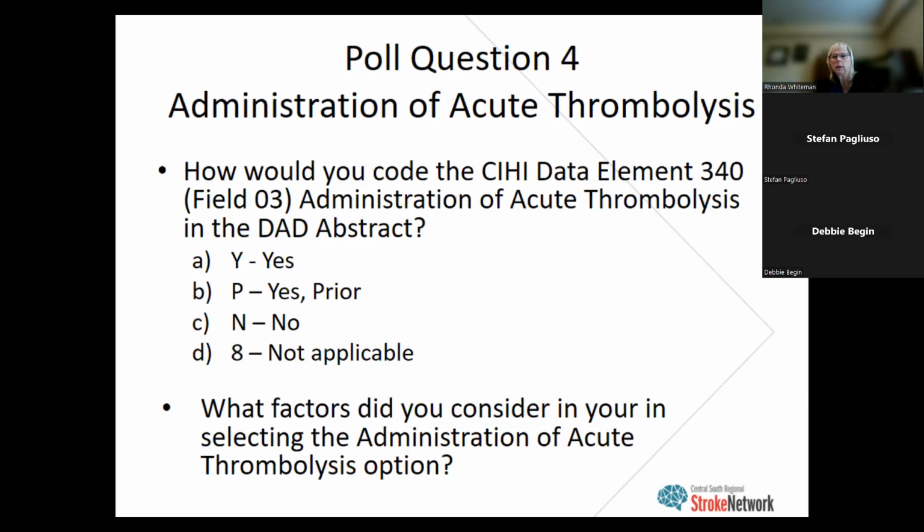Show results. So again, as we can see here, 74% said yes, they did receive thrombolysis, but it was prior. 21% would say yes, and 6% would say no. So in this case, in the DAD, it would be yes, prior. This is where it's a bit confusing, because it was in the NACRS visit at your facility. However, the patient was transferred out and then came back. So they did receive it, but it was prior, not during this episode of care.